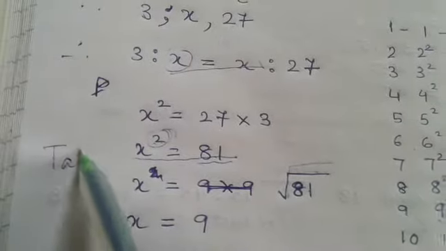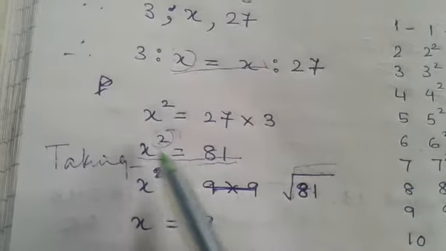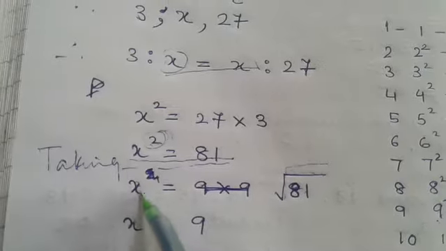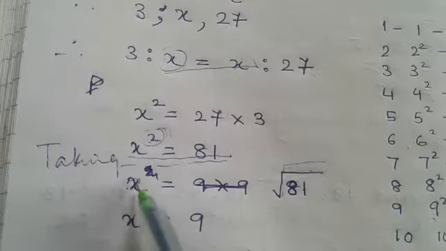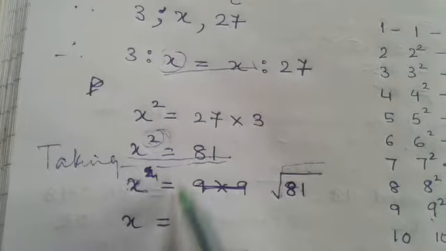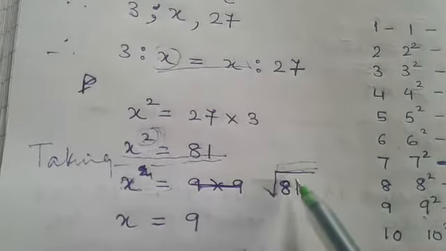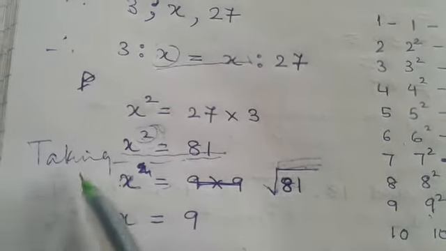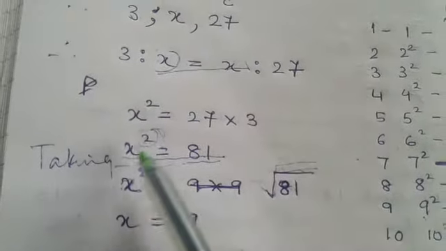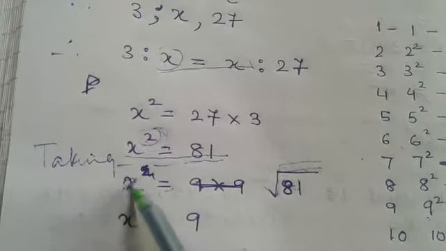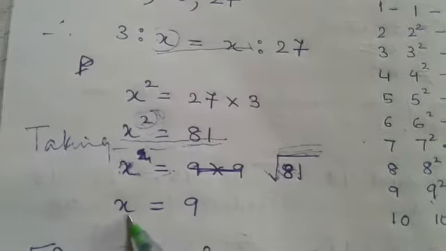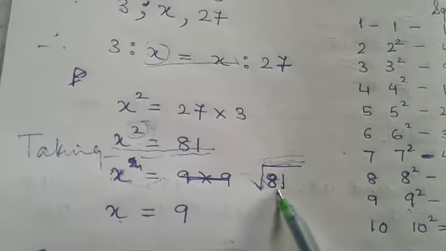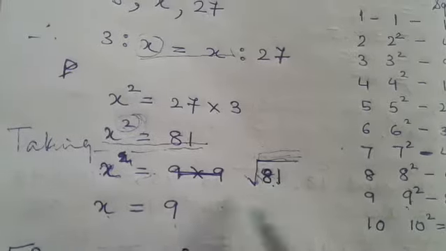When I take the square root on both sides, the square is removed and x remains, equal to the square root of 81. We have to write this: taking square root on both sides, the square is removed, so it remains only x. So x is equal to square root of 81. Now square root of 81 means 9, because 9 nines are 81.